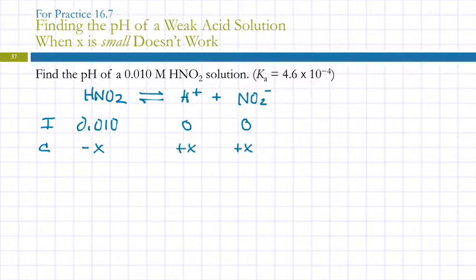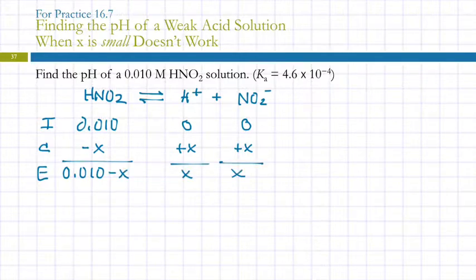Then for our change, we're doing minus X for this and plus X over here. It's a bit repetitive, but, you know. So here we've got 0.010 minus X, and here we've got X, and here we've got X. Those are the equilibrium concentrations in terms of X, and so we can plug them into the expression. Ka is given, 4.6 times 10 to the minus 4. That has to equal the products divided by the reactant.